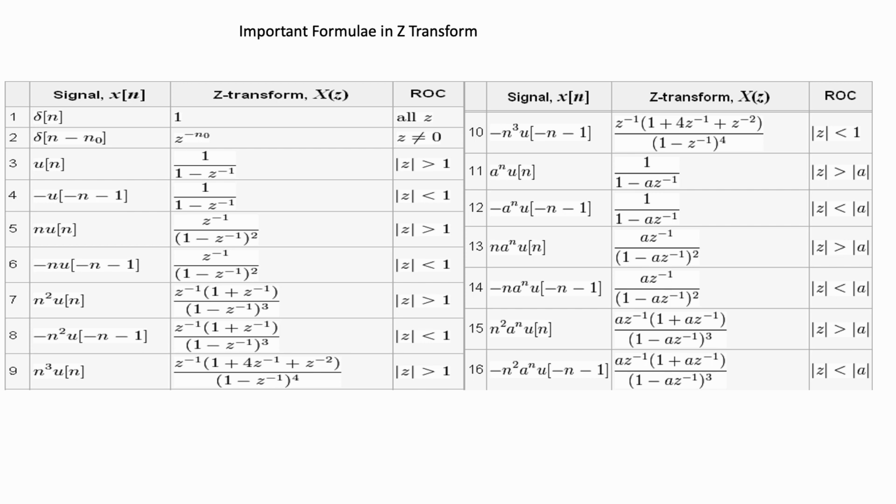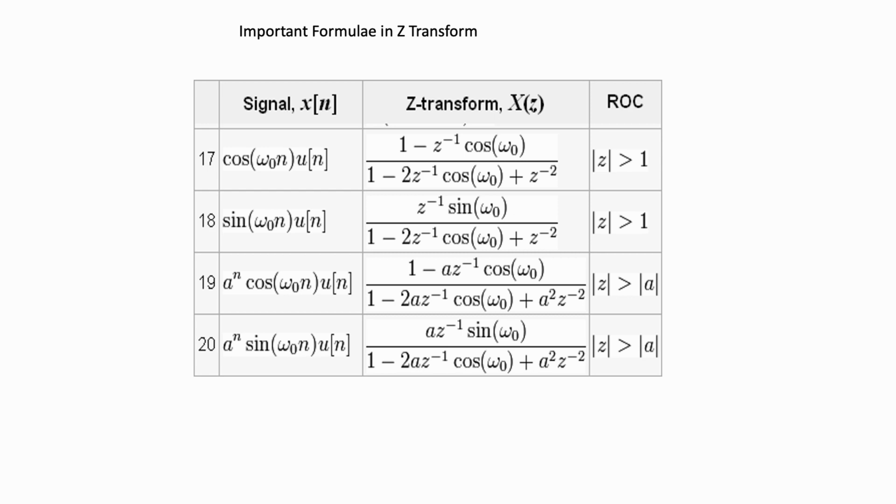Similarly, a power n u of n, minus a power n u of minus n minus 1, n into a power n u of n. So these formulas are essential. This one, this one, this one, this formula, then a power n u of n, minus a power n u of minus n, into this formula. So these are all the formulas needed for inverse Z transform.